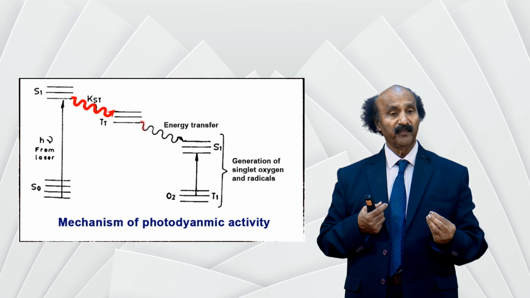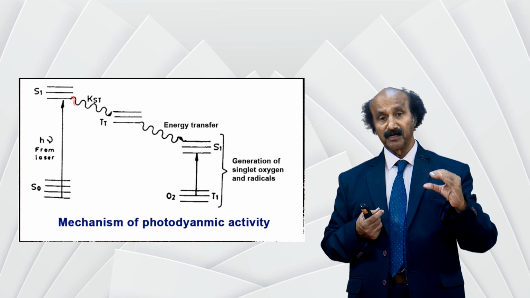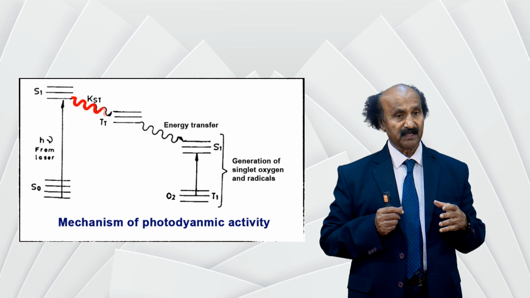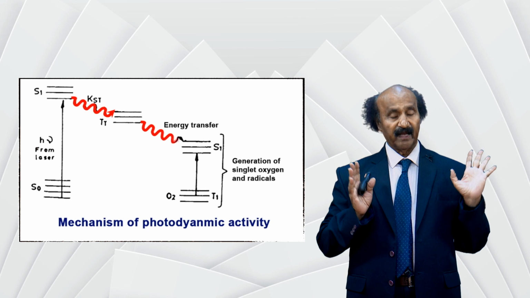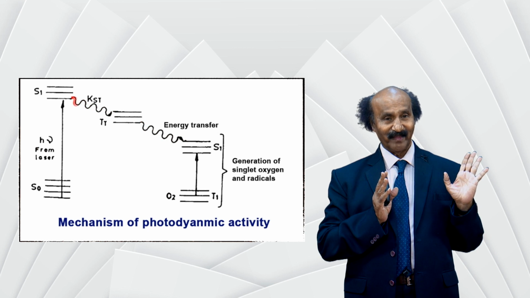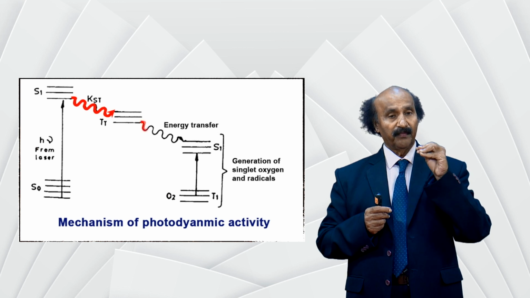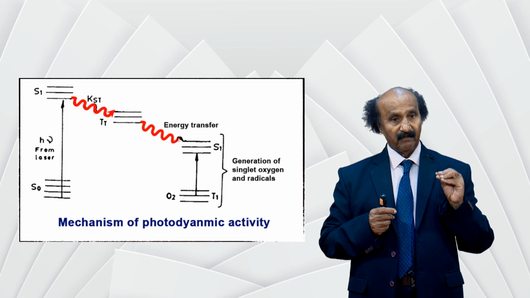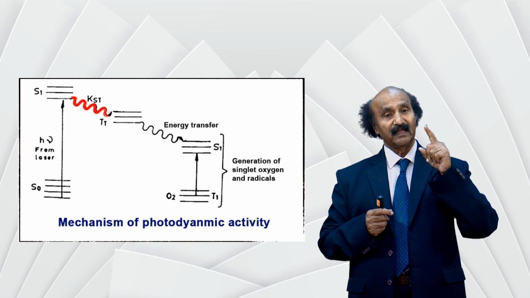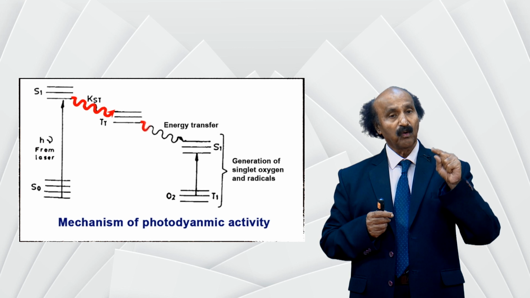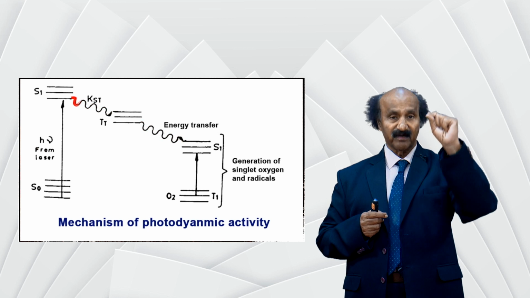Since it is a molecule, each electronic energy level is accompanied by a set of vibrational and rotational levels. The rotational levels have not been shown, only the vibrational levels are shown here. Then all that you need to know is only this much. When you shine a laser, the biomolecule porphyrin will get excited from S0 to S1. Then from there, it will not go down to the ground state because S1 to S0 is forbidden by transition.